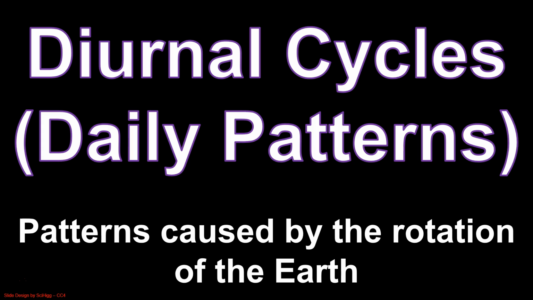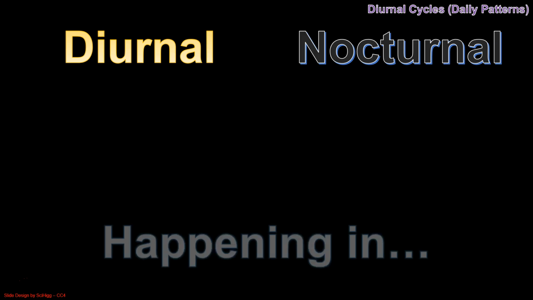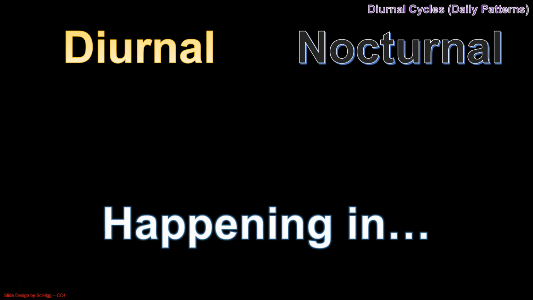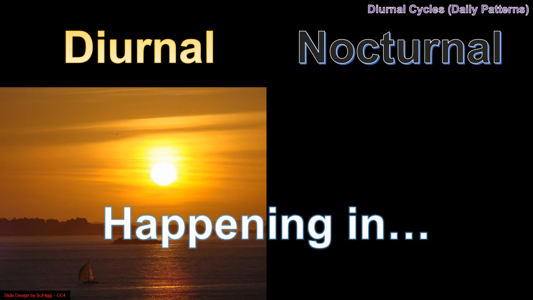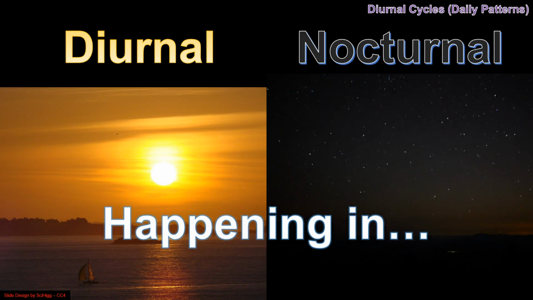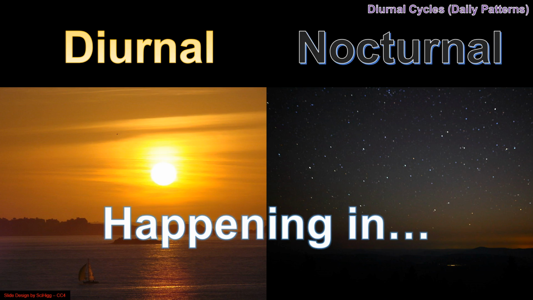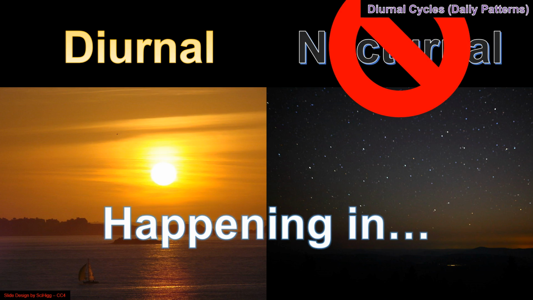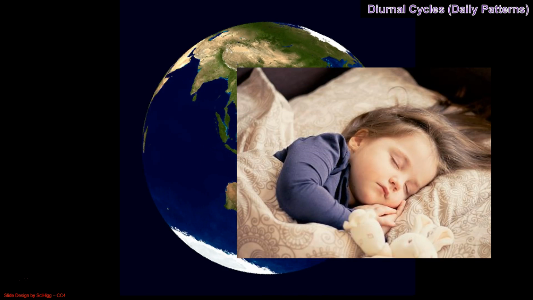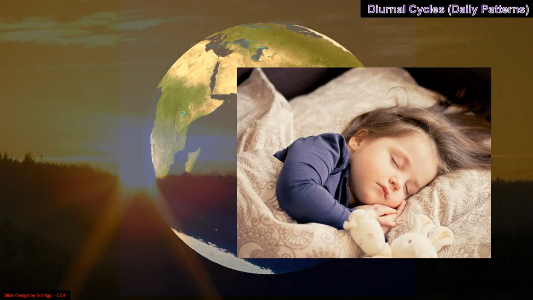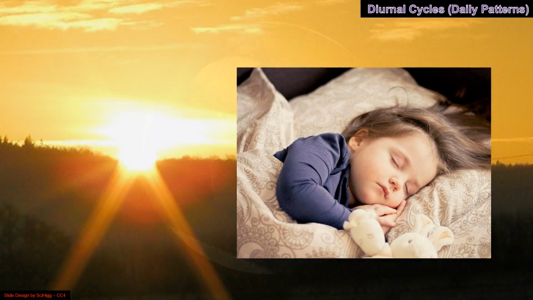Diurnal cycles: daily patterns, patterns caused by the rotation of the Earth. Diurnal and nocturnal are both scientific adjectives describing happening in a period of time. They are opposites of each other. Diurnal describes things happening in the daytime, and nocturnal describes things happening at night. We don't use nocturnal to describe our basic understanding of the patterns, because we are asleep at night, and it's only during the daytime that we tend to make observations about the world around us, and then we've extrapolated that to observing things at night, so we observe it as happening once per day rather than once per night.